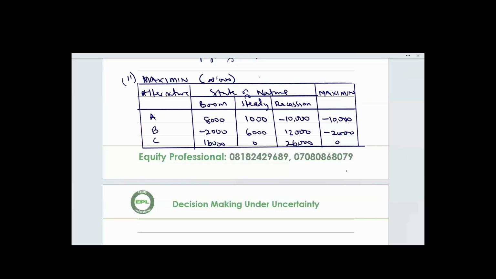So which of these two is the minimum? I need somebody to tell me which of between minus 10,000 naira and minus 2,000 naira, which one is the maximum? Minus 2,000 is the maximum, because minus 2,000 is closer to 0 than minus 10,000. You are correct. So in that case, the company should invest in product B.